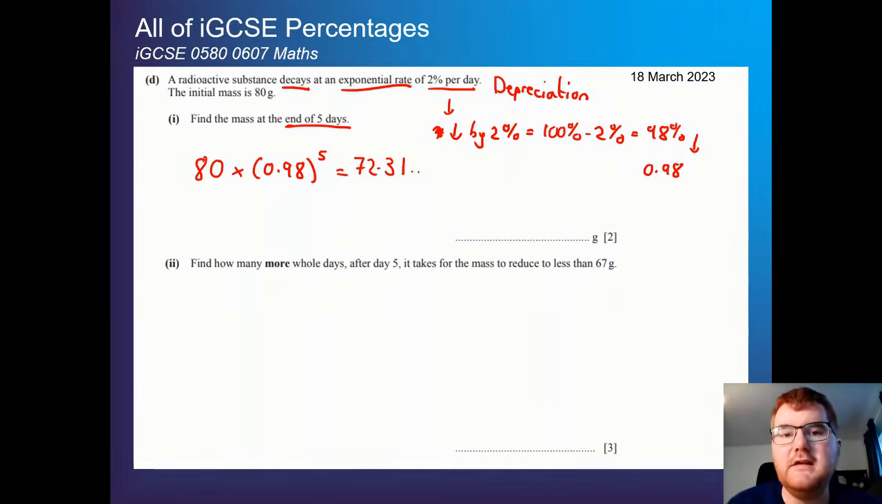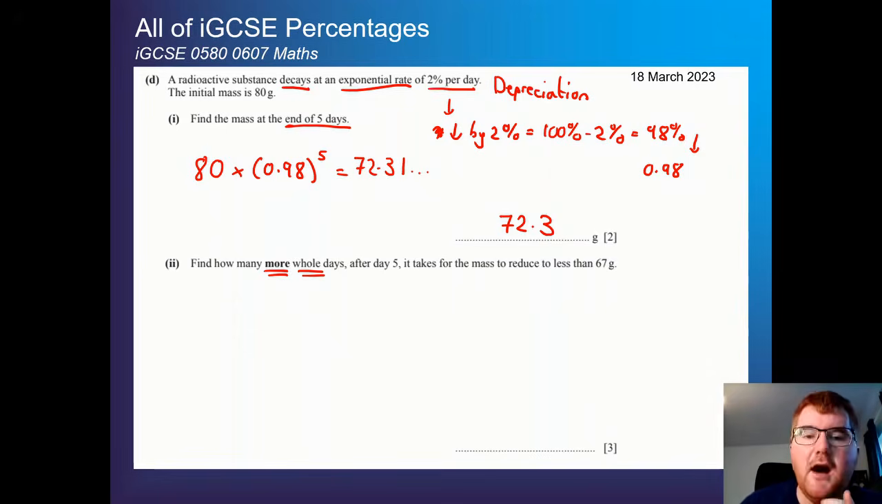And generally we round this to one decimal place, so we're going to get 72.3 grams. And a nice little follow-up question to this is: find how many more whole days after day 5 it takes for the mass to reduce to less than 67 grams. Now you could do this using logarithms, but on the 0580 course it's not on there, and 0607 it is being taken off. So the best approach then really is to do it by trial and error.